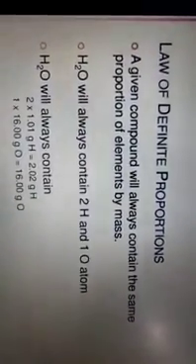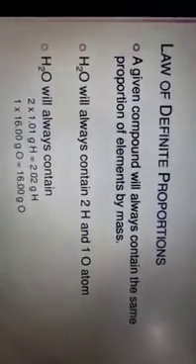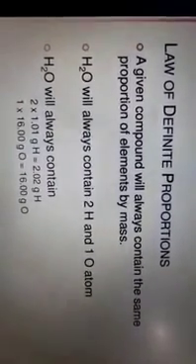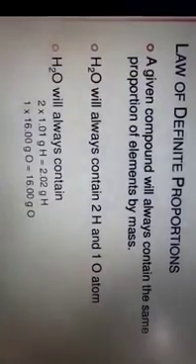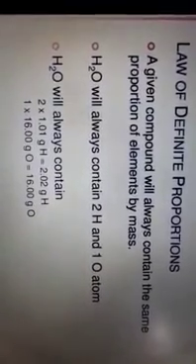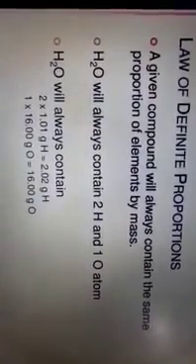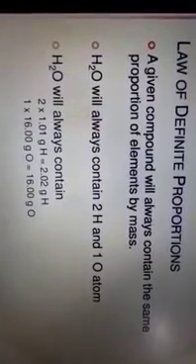For that purpose, first we have to understand the law of definite proportions. What it says is that a given compound will always contain the same proportion of elements by mass. For example, water, H2O, will always contain two atoms of hydrogen and one atom of oxygen.